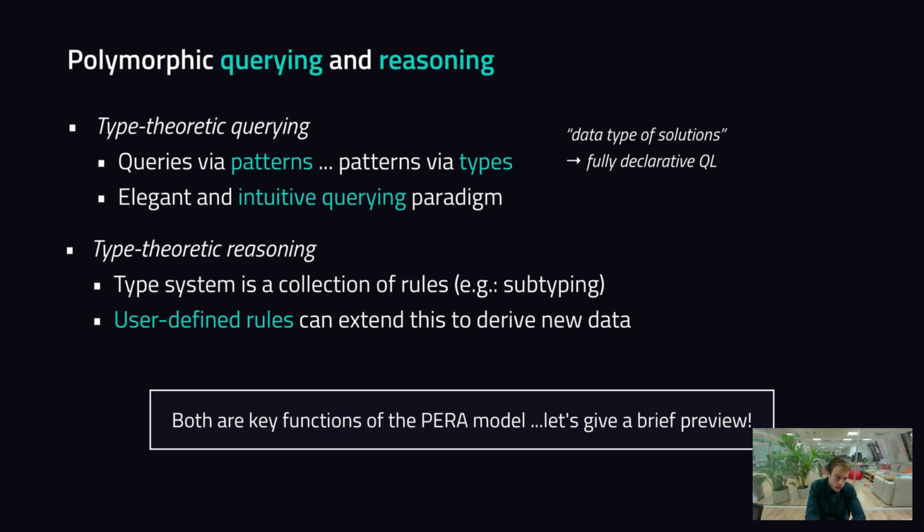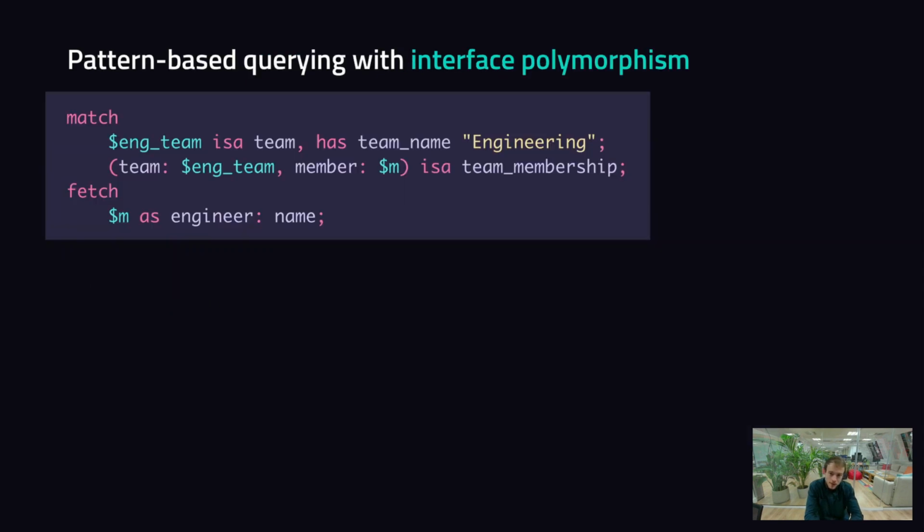So to summarize, both are key functions of the Pira model. They're large topics, so they definitely deserve their own discussion, and here I just want to give a very brief preview of them. Let's start with the pattern-based querying, and particularly I want to illustrate interface polymorphism.